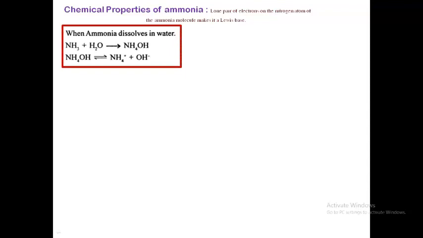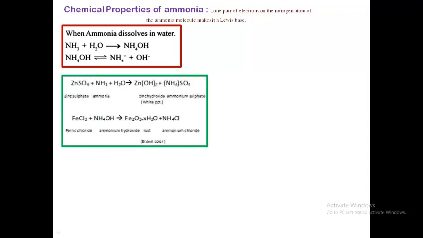Now moving on to the chemical properties of ammonia. Ammonia acts as a Lewis base because it has a lone pair of electrons and it can easily donate it. So when ammonia is dissolved in water, it gives ammonium hydroxide. Zinc sulfate, when treated with ammonia, gives the white precipitate of zinc hydroxide along with the formation of ammonium sulfate. Similarly, when ferric chloride is made to react with ammonium hydroxide, that is ammonia in water, it gives the brown colored precipitate of ferric oxide, which is also known as rust, and the byproduct is ammonium chloride.